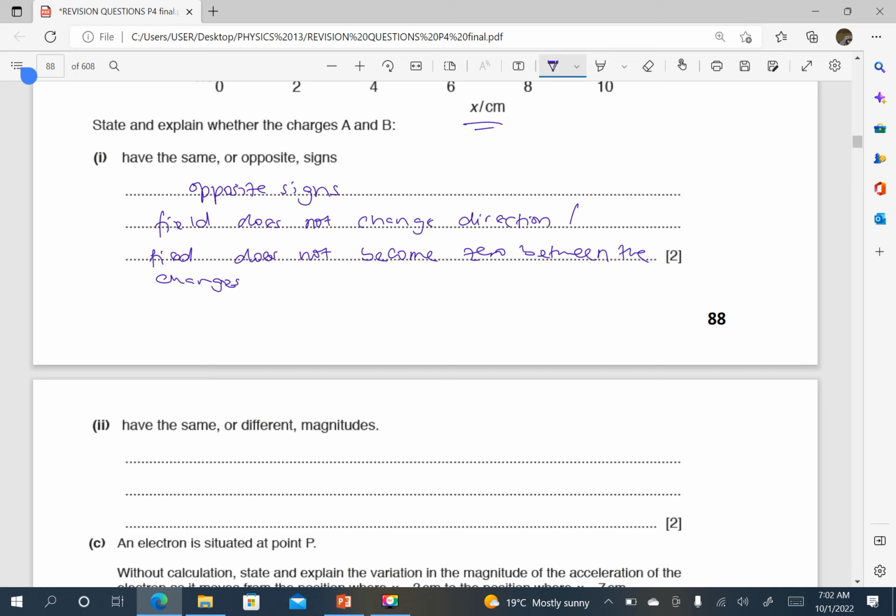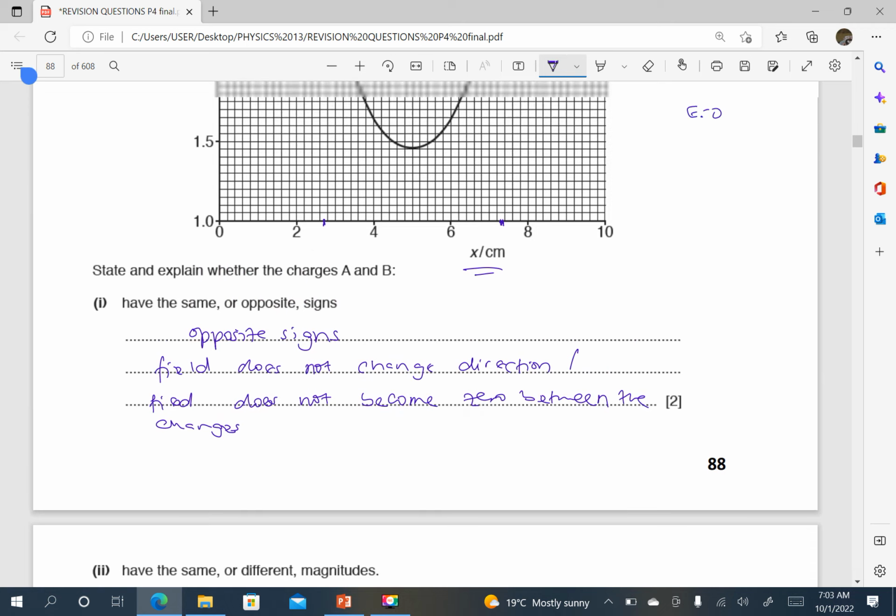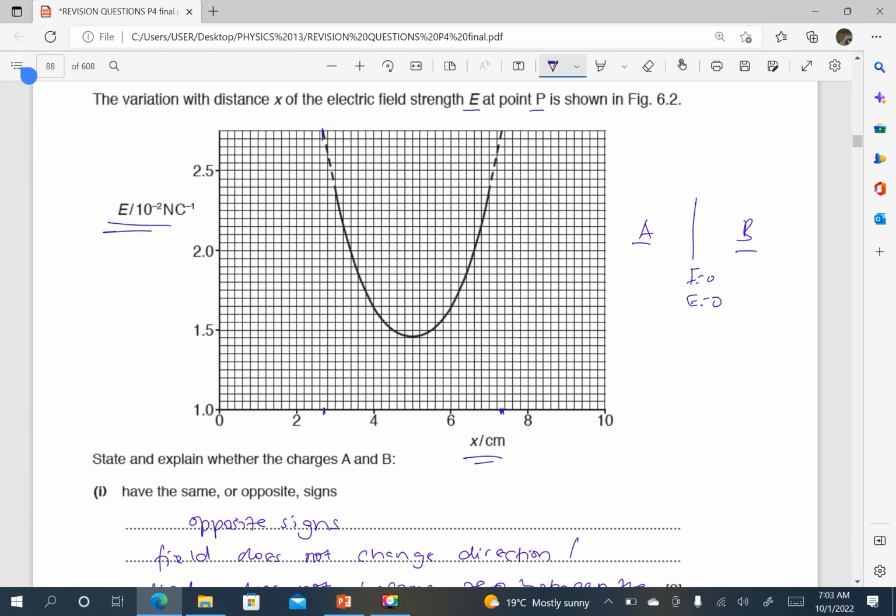State and explain whether the charges A and B have the same or different magnitudes. And how do we see that? To see whether they have the same or different magnitudes, we look for the minimum field strength. So let's see, the minimum field strength is here. I think this is 5.